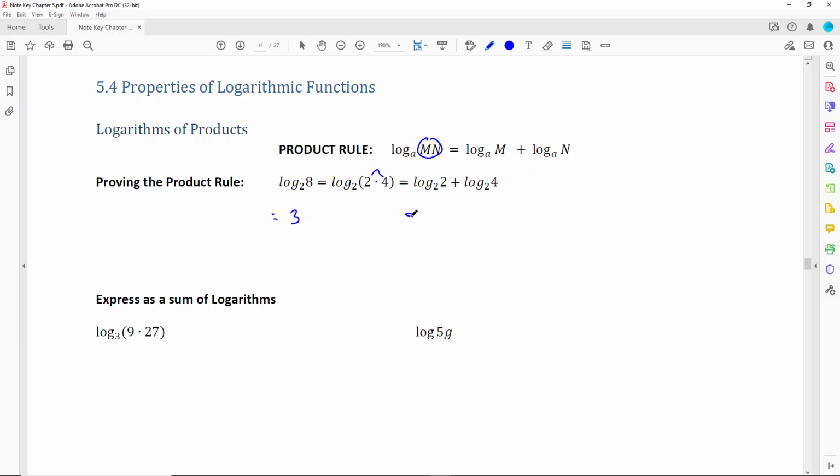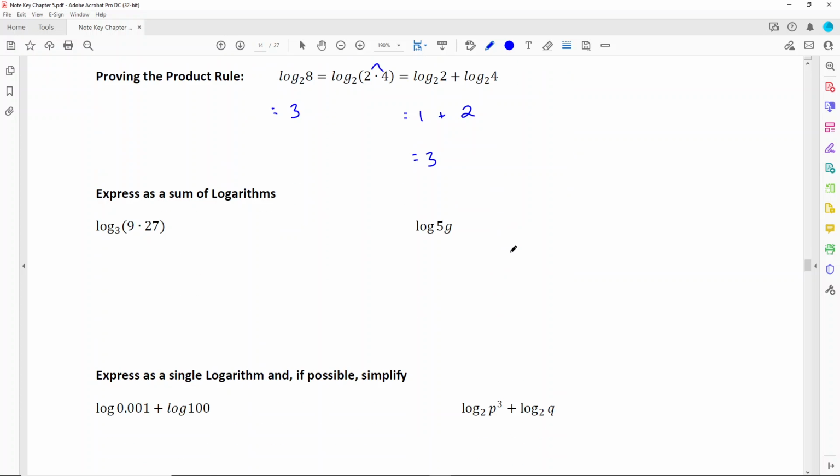And so if I evaluated this, I would get that log to the base 2 of 2 is, 2 to what exponent is 2, is 1, plus log to the base 2 of 4, which means 2 to what exponent is 4, which is 2. 1 plus 2 is 3. So it doesn't matter whether you evaluate it as log to the base 2 of 8 or log to the base 2 of 2 plus log to the base 2 of 4, you get 3. So now let's just practice doing that.